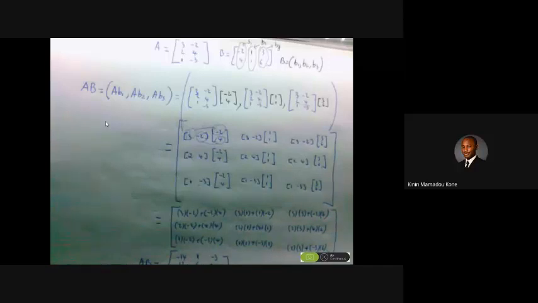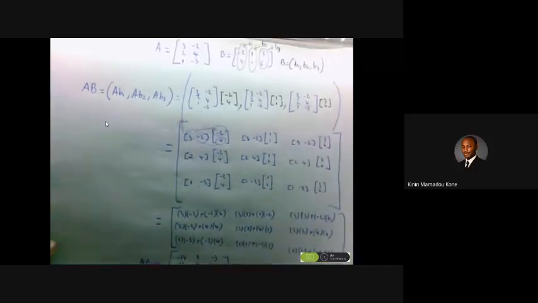So if you were to calculate B times A, you use the same process. We found out that AB was [[-14, 12], [-14, 1], [6, -2], [-3, -15]].